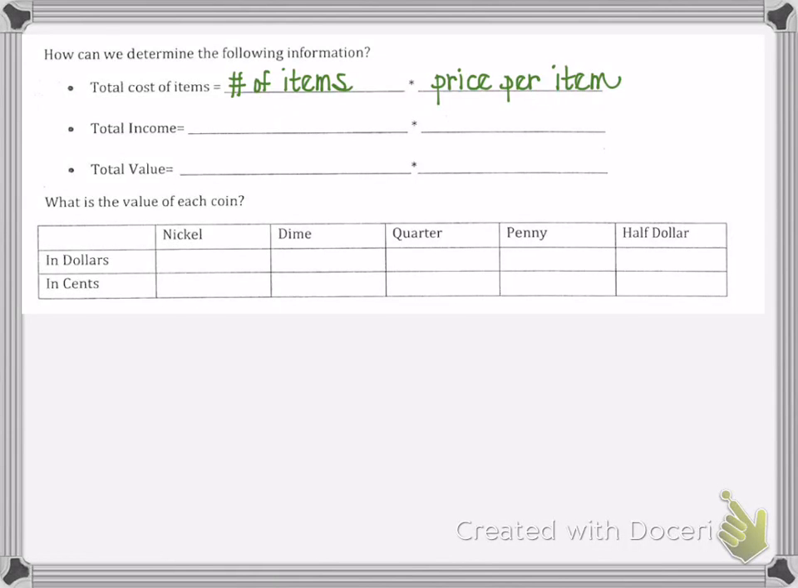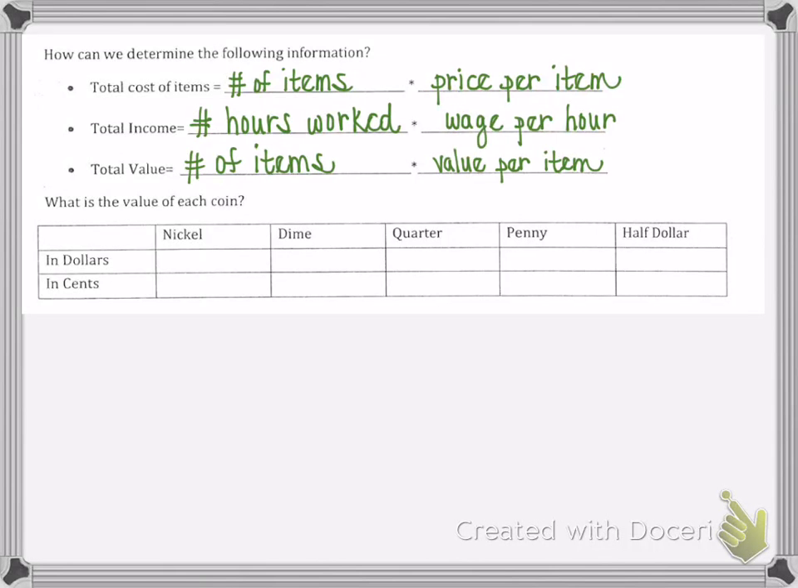So to find the total cost of items, you're going to take the number of items that you have times the price per item. To find the total income, we're going to take the number of hours worked times the wage per hour. To find the total value, we're going to take the number of items times the value per item, and you'll notice that the first and the third equations are kind of the same setup here.